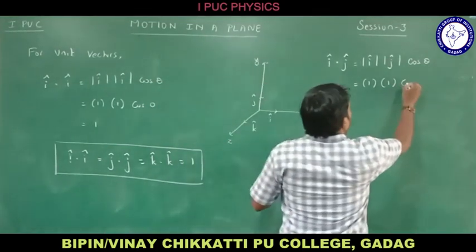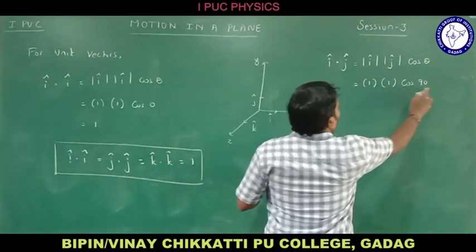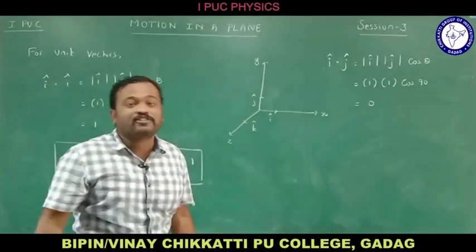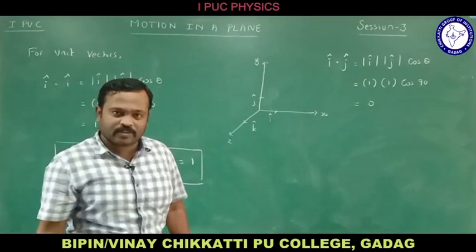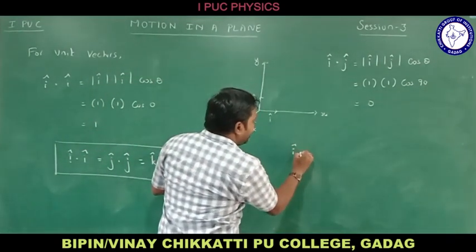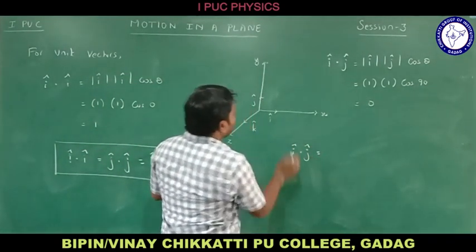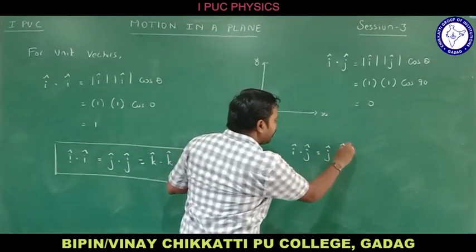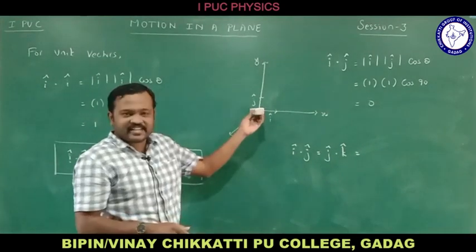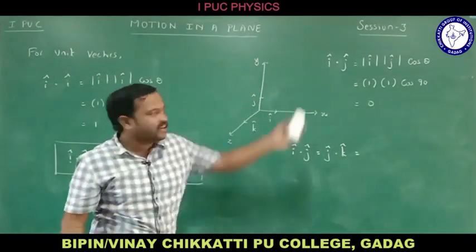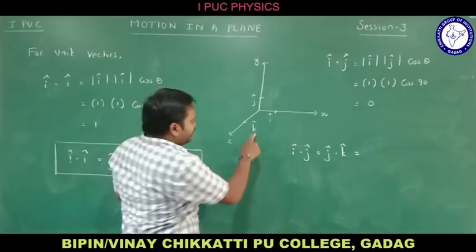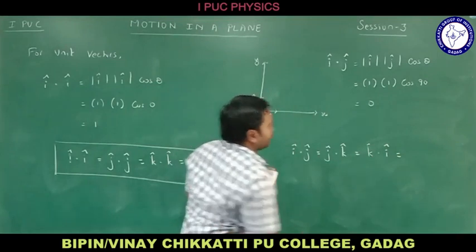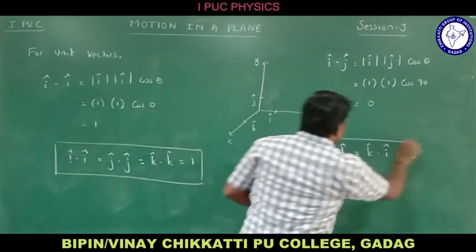That is cos of 90, right? What is cos 90? Cos 90 is 0. So i dot j is equal to 0. Let me summarize like this. Shall I take j dot k? Do you remember k is in this direction? What is the angle between j and k? Again 90 degrees, so again I will be getting the same result. And k dot i, what is the value of this? The value is 0. Do you understand?